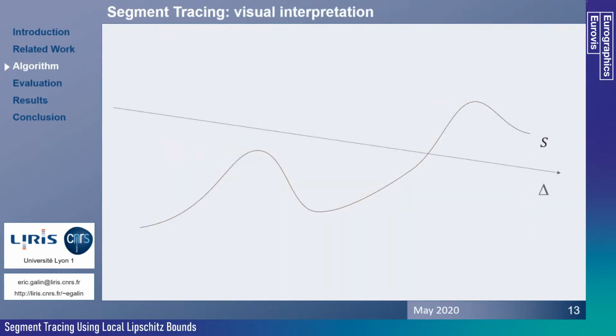In this example, we illustrate the benefit of segment tracing over sphere tracing. When the ray gets close to the surface, the local Lipschitz bound remains small and allows for longer steps.